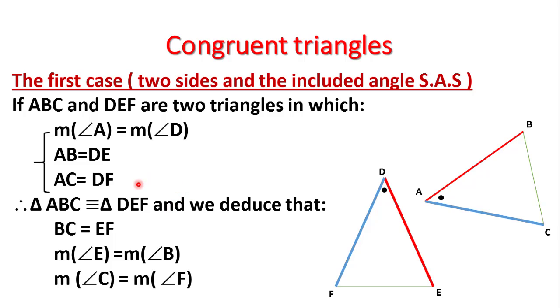From the congruency we can deduce the result of congruence. What is the result of congruency? We have 3 elements. BC equals EF. Also measure of angle E equals measure of angle B, and measure of angle C equals measure of angle F. This is the first case, side angle side. It means 2 sides and the included angle. So the angle should be between the 2 sides, not any angle.